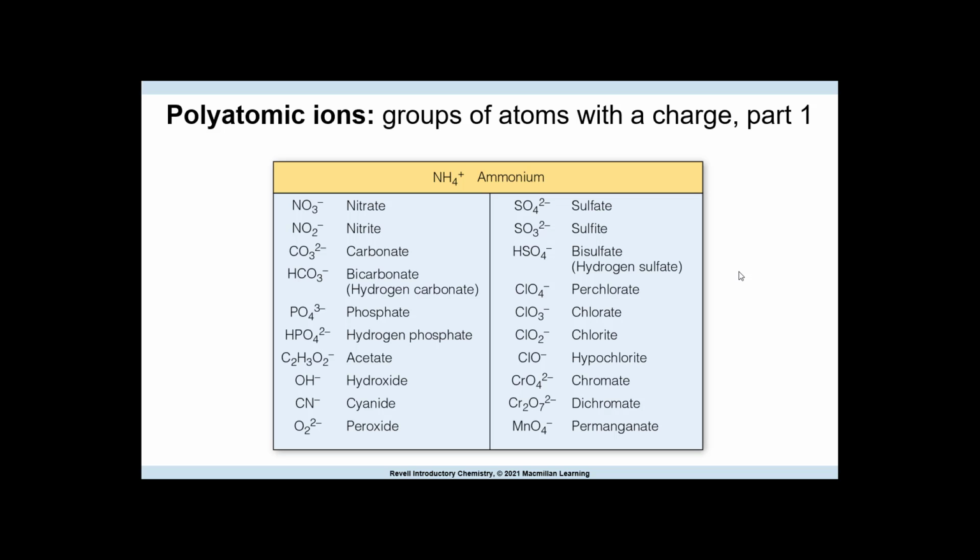The formulas and names for the most common polyatomic ions are presented in this table. You will and should know these. Notice this table contains only one common polyatomic cation, which is ammonium. I highlighted that, and the rest are anions.